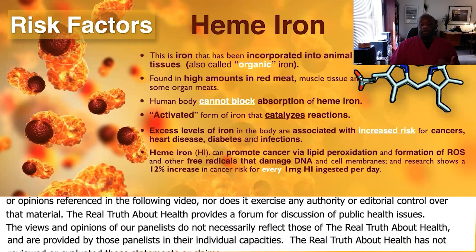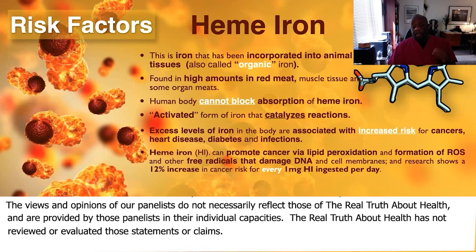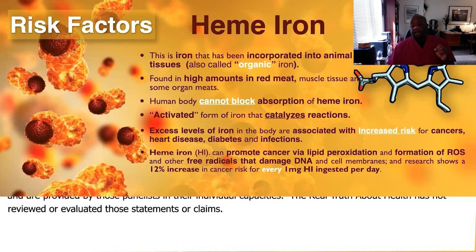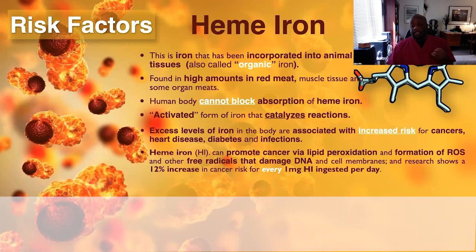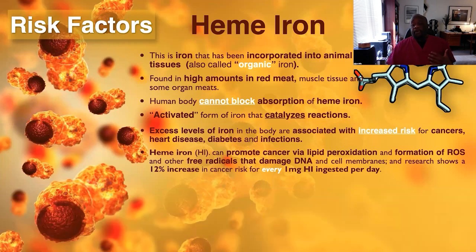Heme iron can promote cancer by damaging the lipid membranes of our cells, which is called lipid peroxidation, or catalyzing the formation of what are called reactive oxygen species. That's what ROS stands for, and other free radical chemical compounds that can damage DNA and cell membranes. And studies show that it leads to a 12% increase in cancer risk for every 1 milligram of heme iron that is ingested every day. So the more you ingest, the higher that risk is.